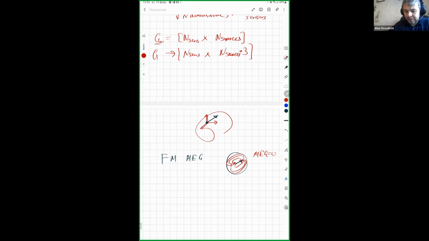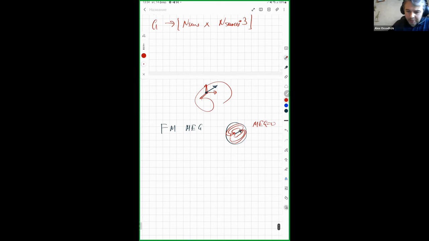Because the head, to a large extent, is spherical, in MEG, if we talk about triplets of dipoles, only two components of this triplet contribute to the signal outside the brain, okay? Let me draw it again. If you approximate the head with a sphere, this is your brain, this is the center.